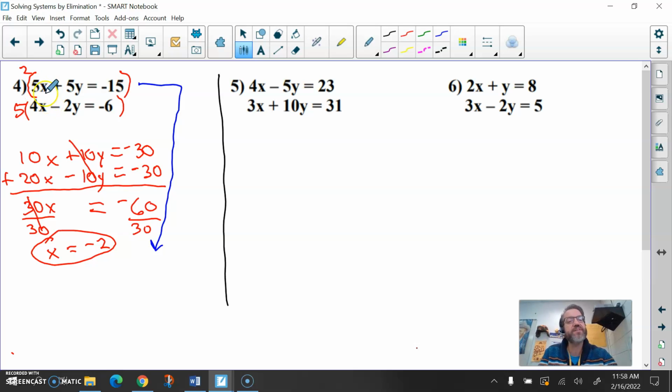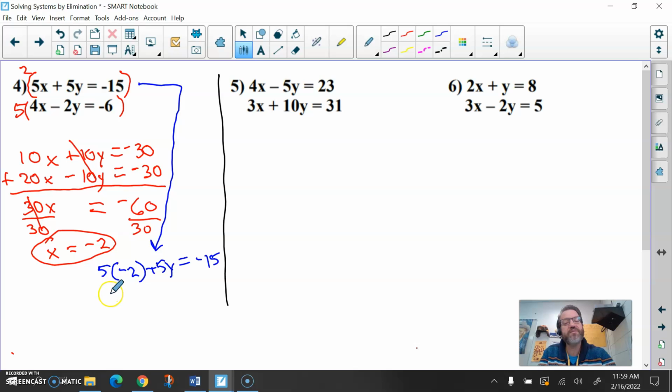So 5x, that's 5 times negative 2. Remember, we just found x is negative 2. So 5 times negative 2 plus 5y equals, and then I have the negative 15 here. I apologize, this is a little messy. I'm writing with this stylus on the screen of my laptop, and it's kind of hard to do that and be neat.